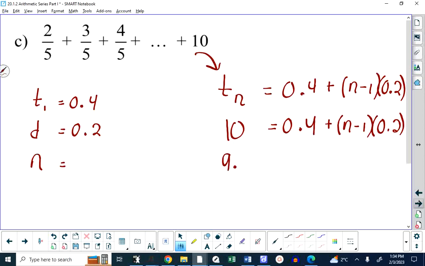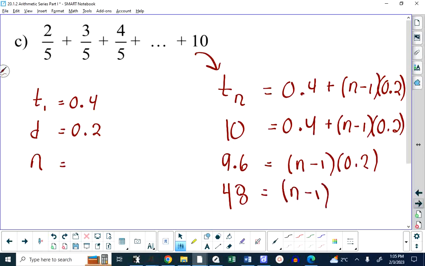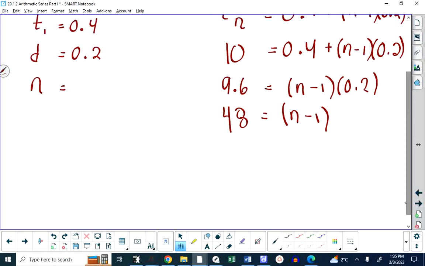When I subtract the 0.4, rather, I get 9.6. When I divide by 0.2, I get 48, but I'm going to want confirmation on that. Yeah. Good. Oh, well, that means n is 49, because I have one more step here. I have to add 1 to both sides.